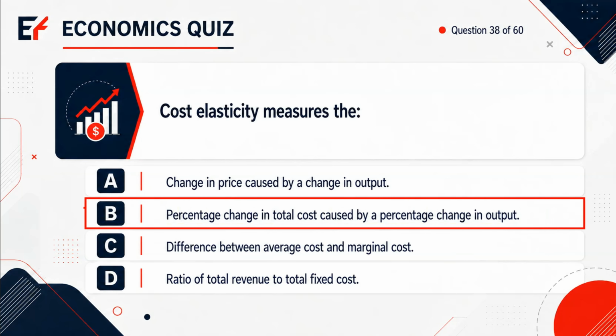Let's define the measure. Cost elasticity shows how responsive total cost is when output changes. It compares the percentage change in total cost with the percentage change in output. Therefore, option B is correct. Option A is incorrect because it describes a relationship between price and output rather than cost responsiveness. Option C is incorrect because it compares two cost measures but does not calculate elasticity. Option D is incorrect because total revenue divided by fixed cost is not a measure of cost elasticity.